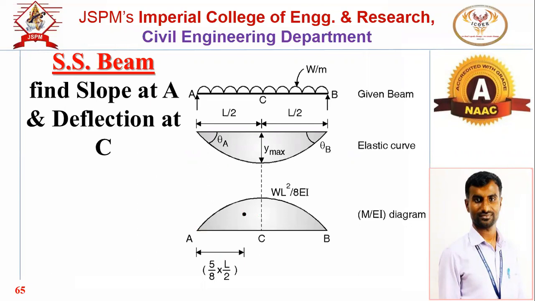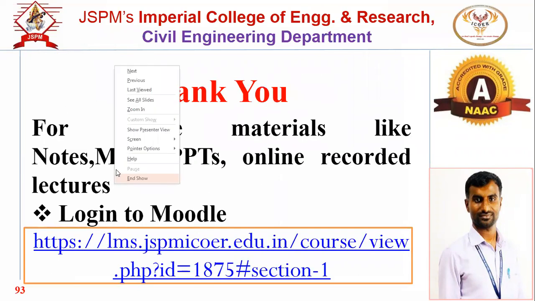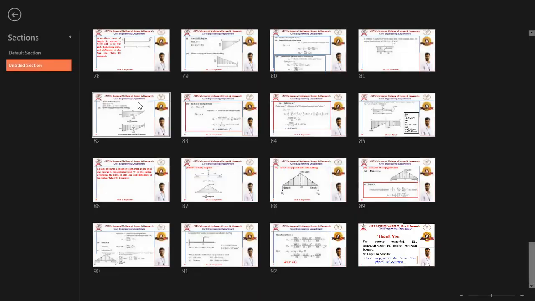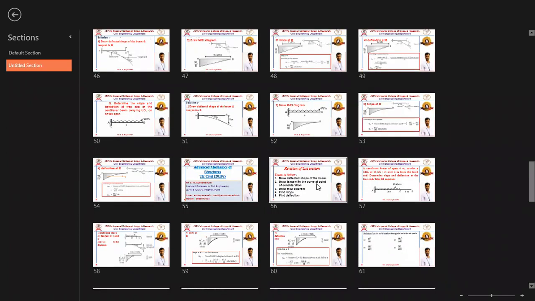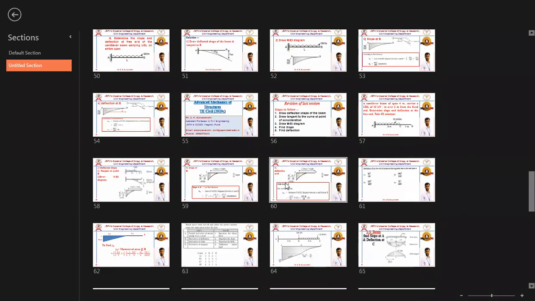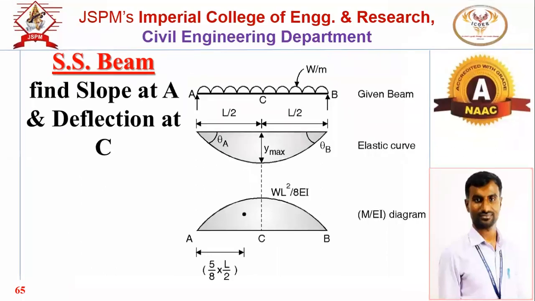Now here, if you have to find the slope at A, we have to find the area. In the case of a simply supported beam, what will be the point of consideration? Which two points do we have to consider? If we have to find the slope at A and deflection at C, then for slope at A, which 2 points do we have to consider? A to C. A to C, correct.